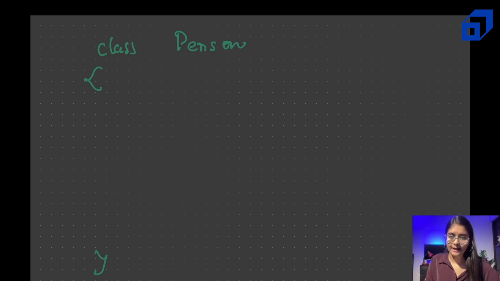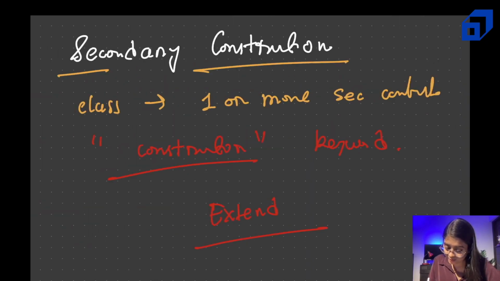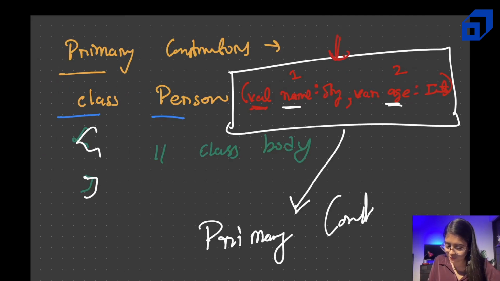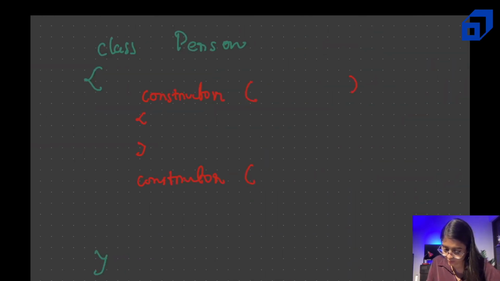I can create a secondary constructor, and you know that we use the keyword constructor when we create secondary constructors. So I will write constructor, and after that I will simply pass the parameters which I need in here. And the beauty of a secondary constructor is you can have multiple constructors, one or more. In primary we have to pass stuff here only, right? So in this case you can have one or more.